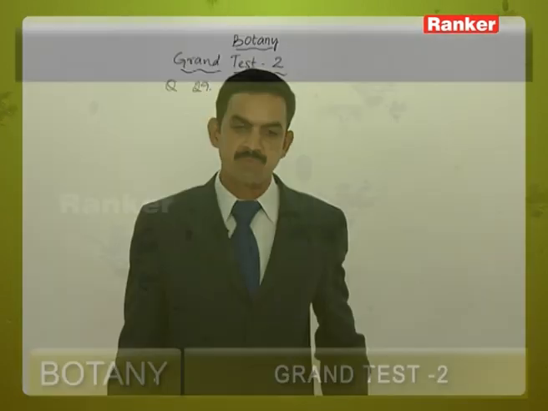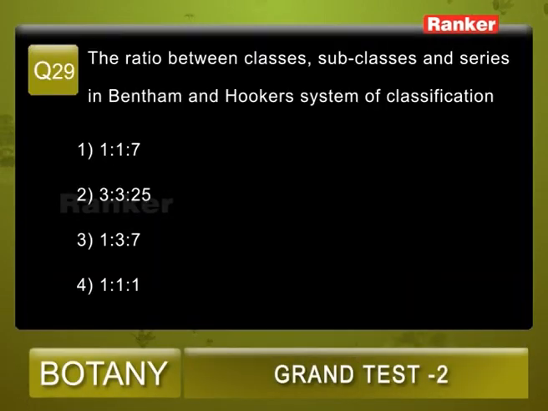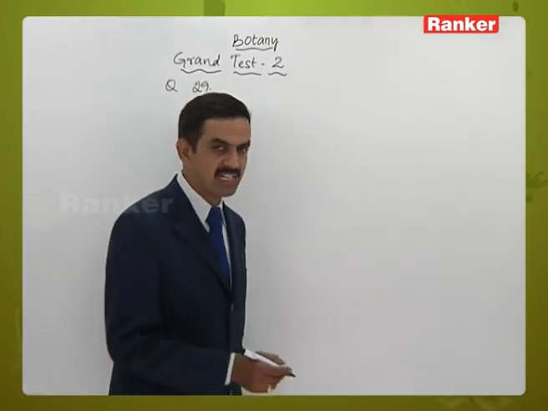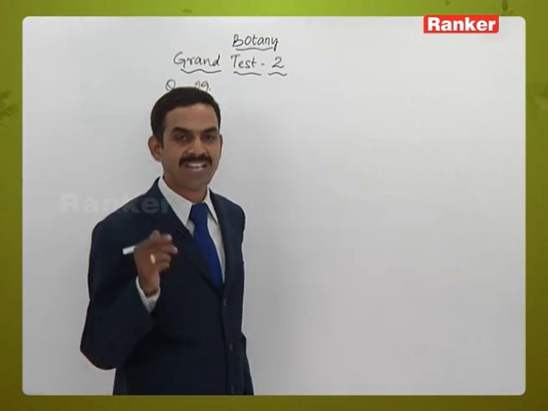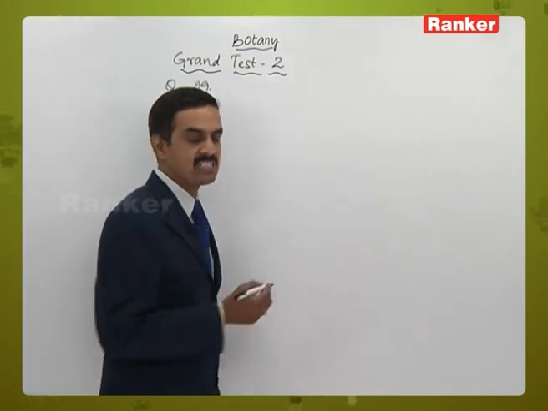Question number 29. The ratio between classes, subclasses and series in Bentham and Hooker's system of classification. Options: first option 1:1:7, second option 3:3:25, third option 1:3:7, fourth option 1:1:1. Okay, this is a question related to the Bentham and Hooker system of classification, that is the part of taxonomy, that is plant systematics.